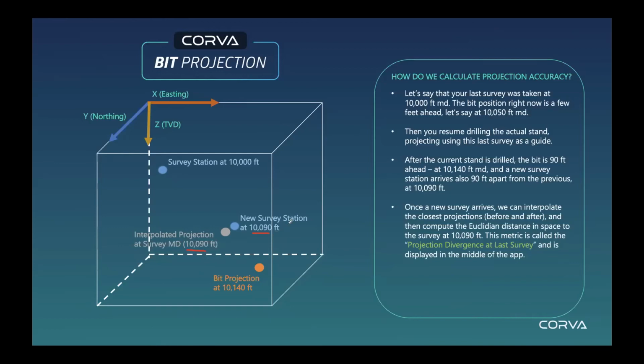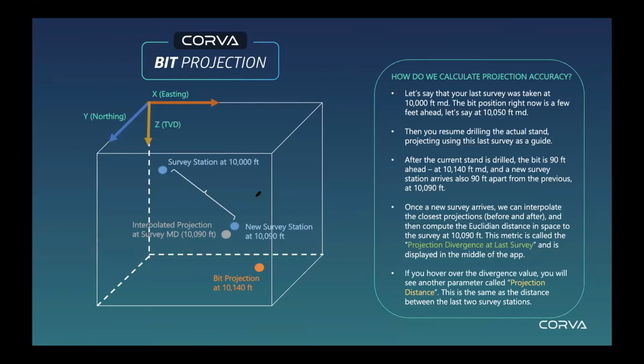Once we have that point interpolated, what we're calculating is the Euclidean distance. It's basically the change in your horizontal and your vertical section, and then calculating the hypotenuse of that. So the distance between these two surveys, or the divergence between the actual survey and our projection, is the Euclidean distance. It's not a measured depth. It's the hypotenuse of your triangle, if you will. And again, that's 1.2 feet difference between those two stations.